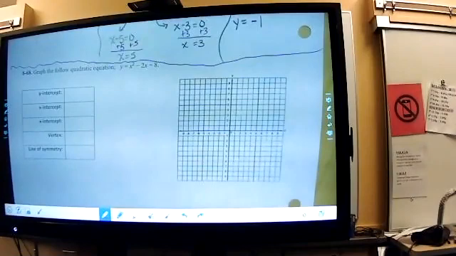Okay. So remember, your y-intercept is when x is 0. So we plug in 0. So it'll be 0 squared minus 2 times 0 minus 8. There you go. Now solve that.